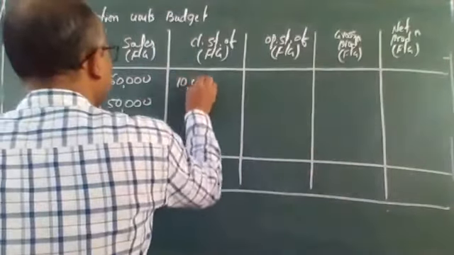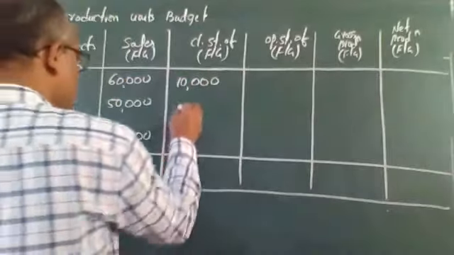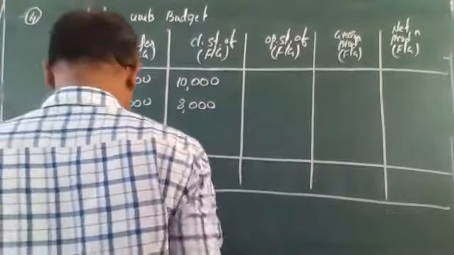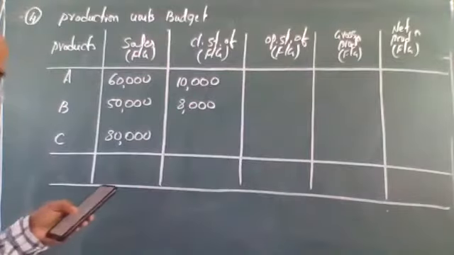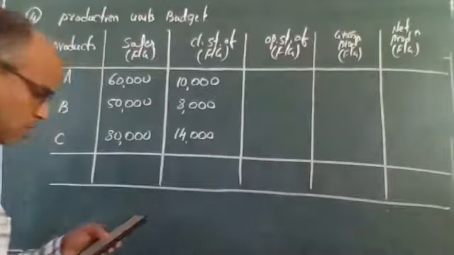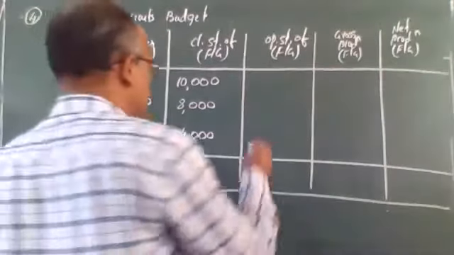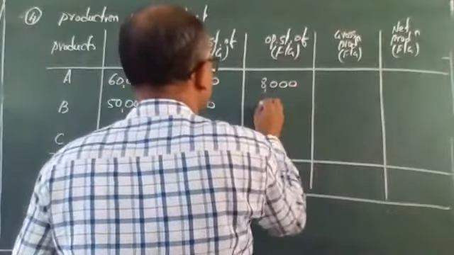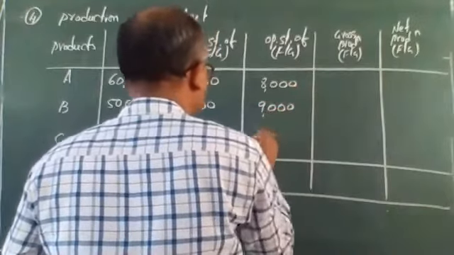So 10,000. Be careful when you're taking stocks. Closing stocks means not of January 1st, it's June 30th stocks I'm going to take. It's 14,000. Then comes opening stocks. Opening stock is given as 8, 9, and 12. So it is 8,000, 9,000, and 12,000.